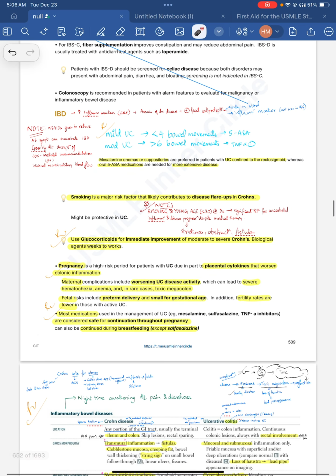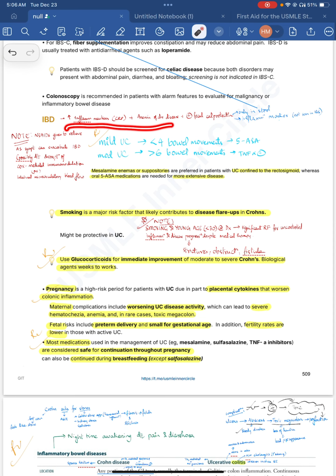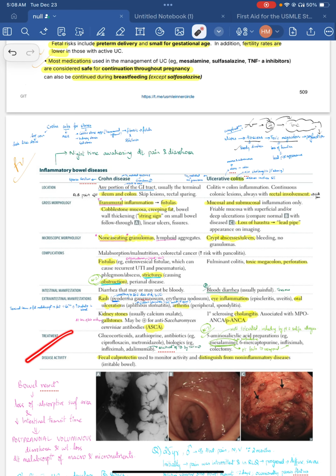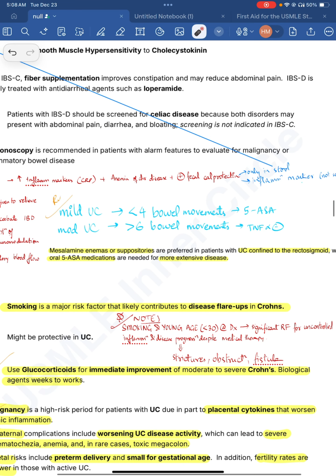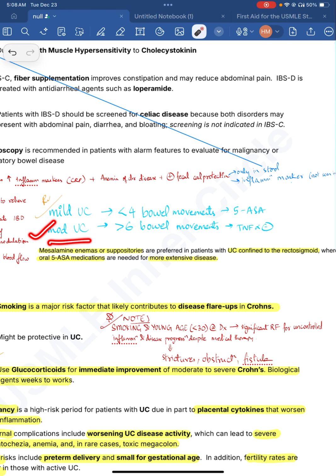Just a few more important points that you need to know. Inflammatory markers are increased in IBD, obviously, because this is an inflammatory condition. Fecal calprotectin, inflammatory marker. Anemia of chronic disease is present. You need to remember that. Few important points regarding the treatment of ulcerative colitis and Crohn's disease. What is mild ulcerative colitis and what is moderate ulcerative colitis? If the patient has less than 4 bowel movements, then that is mild ulcerative colitis, and you need to give them a 5-ASA, that is mesalamine.